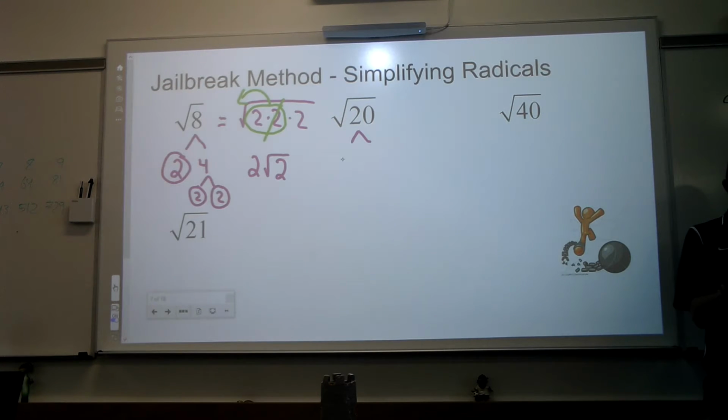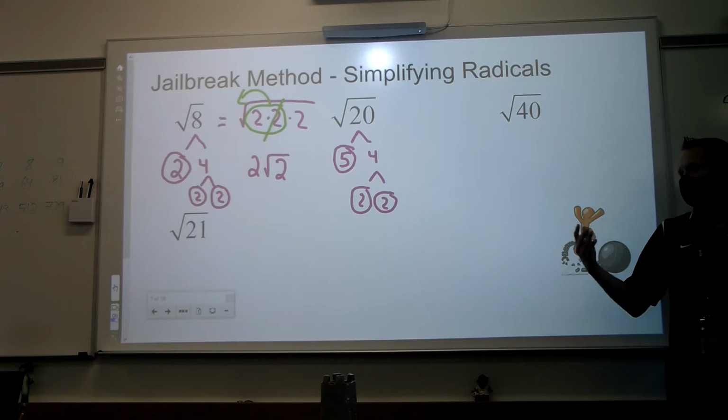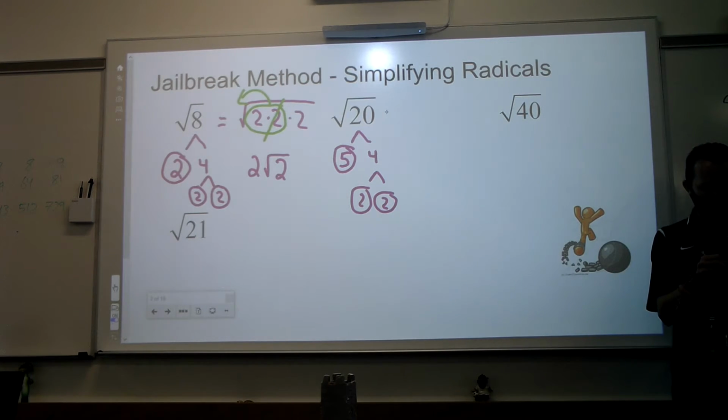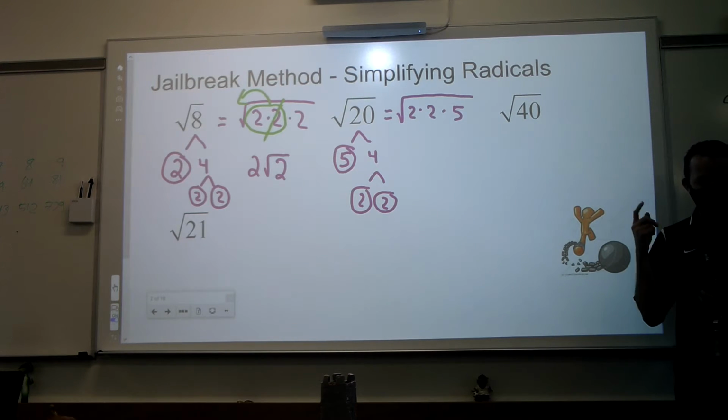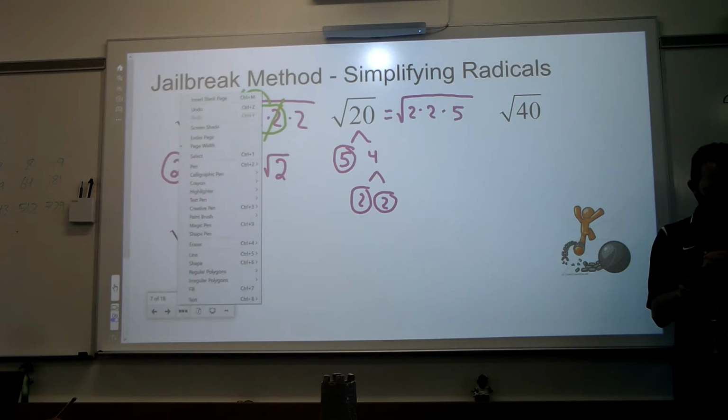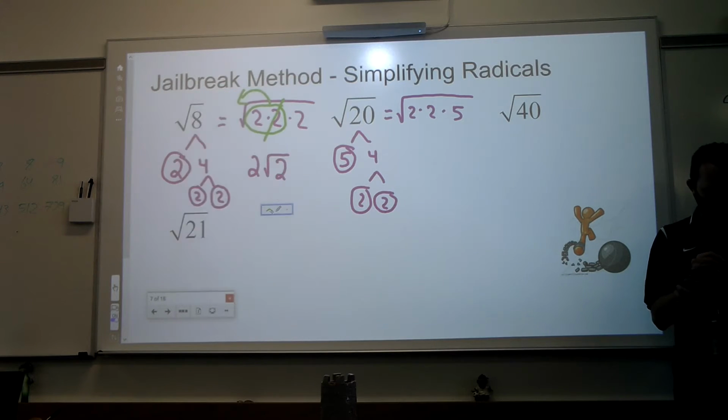20 breaks down to 5 and 4. And 4 breaks down to 2 and 2. Now someone was like, hey, but 20, what if I put 2 and 10? Well, then you'd break down 10 to 5 and 2. You'll get the same numbers here. So it doesn't matter how you break it down, as long as you break it down all the way to the end. Break it down to the prime numbers. We call that prime factorization.